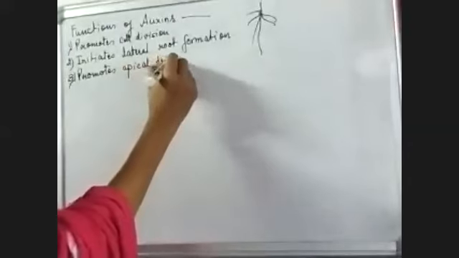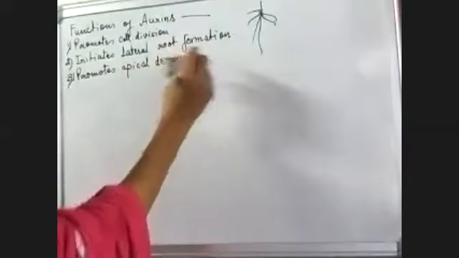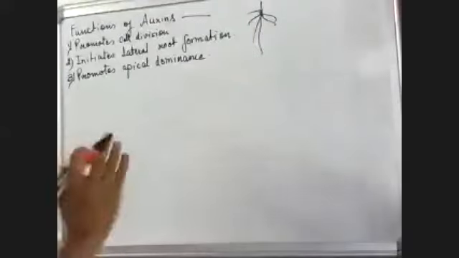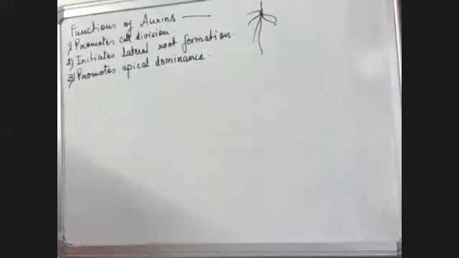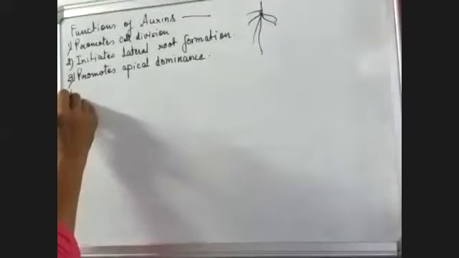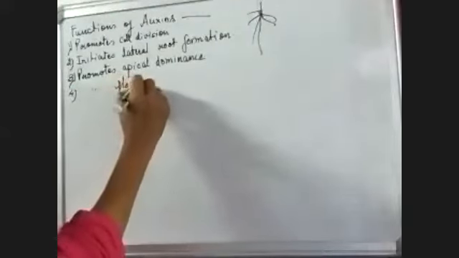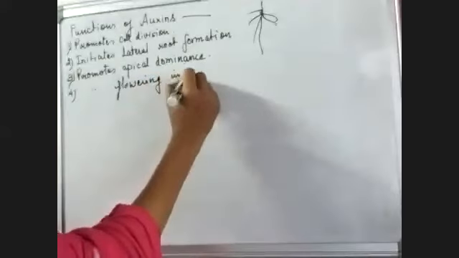What is apical dominance? The apical bud grows, and unless it grows completely, the lateral buds do not grow. Once the apical bud grows completely, then the lateral bud grows. That means till the complete growth of the apical bud, the lateral buds do not grow. That means it promotes apical dominance. At the same time, it promotes flowering in pineapple.